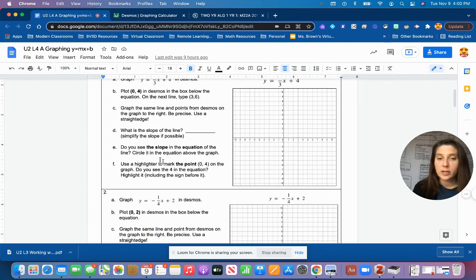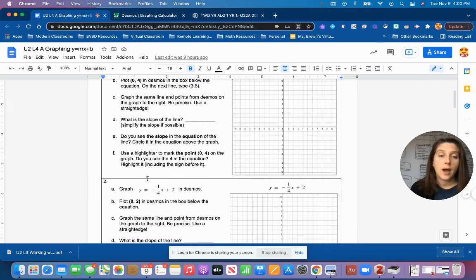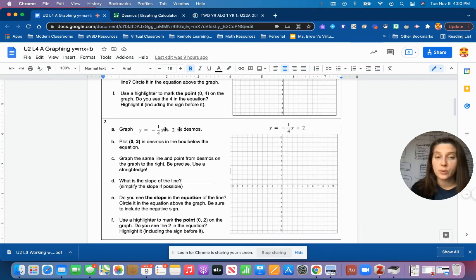And use the highlighter to mark the point (0, 4) on the graph. Do you see the 4 in the equation? Highlight it. Include the sign before it. So you're going to want a highlighter. If you don't have a highlighter, you can circle it with your pen or pencil. And then you're going to go on and do the same thing for 2, 3, and 4, all done in Desmos and on your paper.